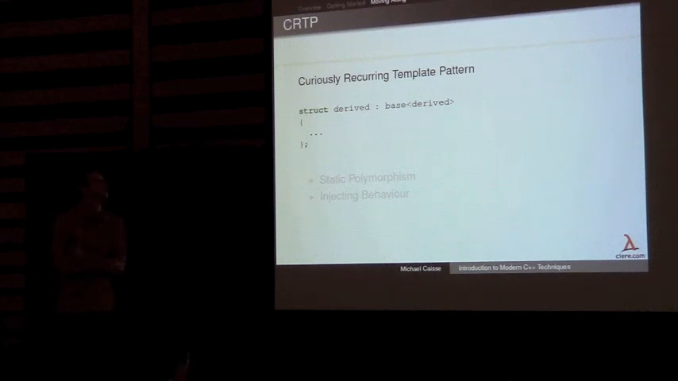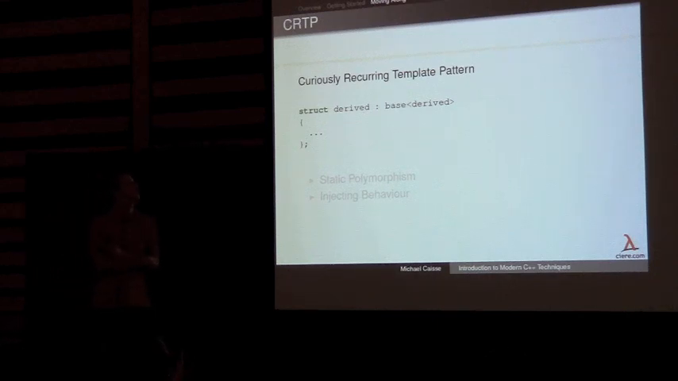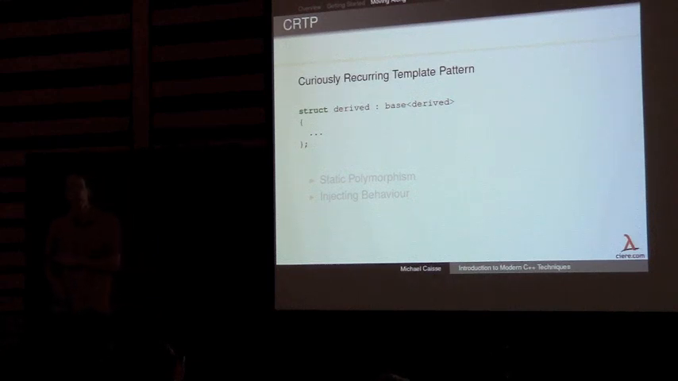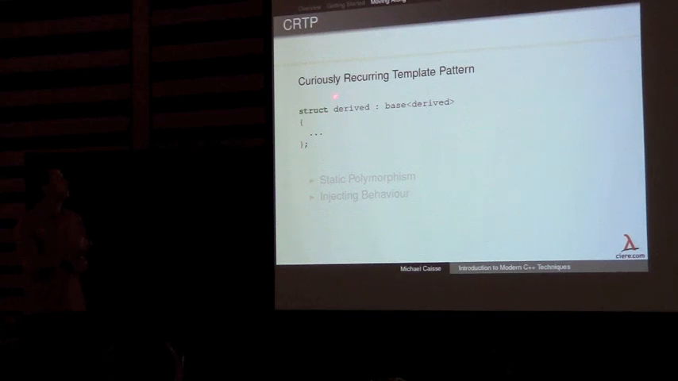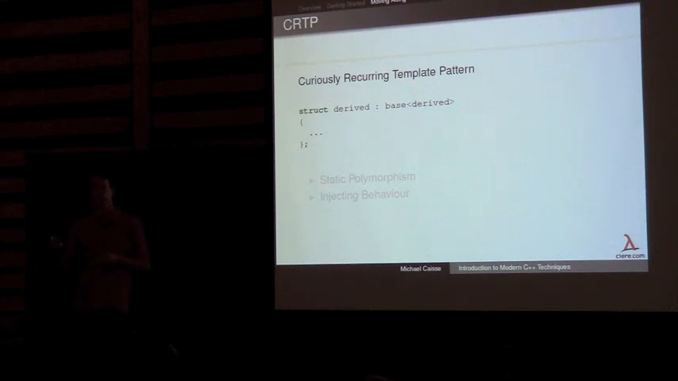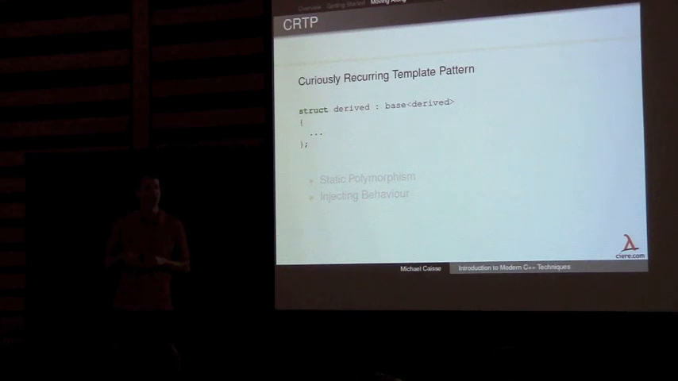CRTP. Okay. Curiously recurring template pattern. Every time you use something in such a way that you have your derived struct or class, and when you derive from the base, one of the template arguments is your struct, the derived, you're using this. And you might be using it for a couple different reasons.